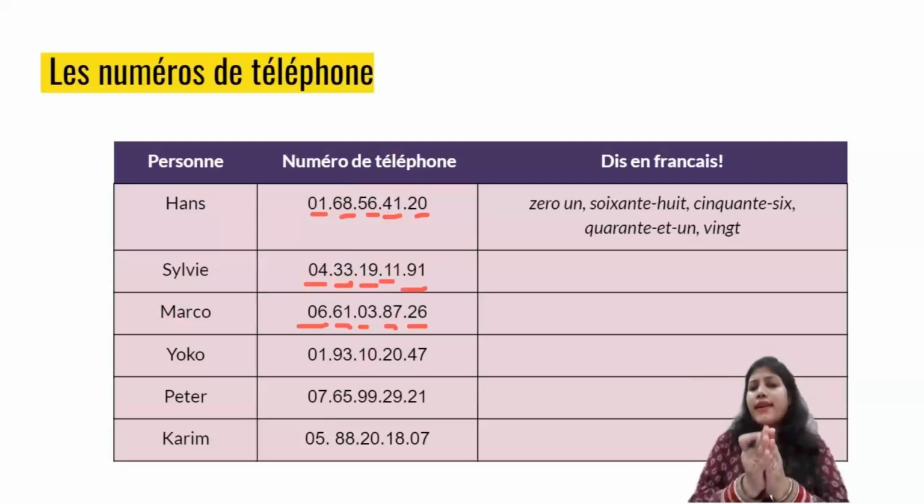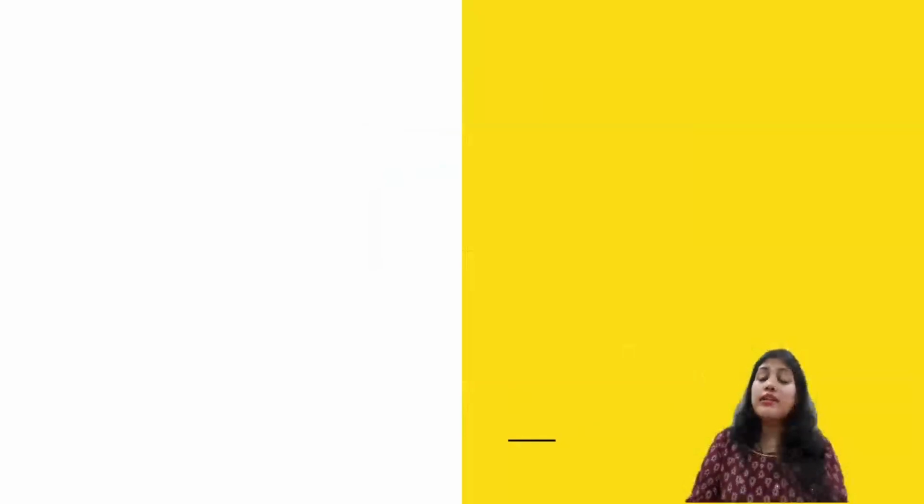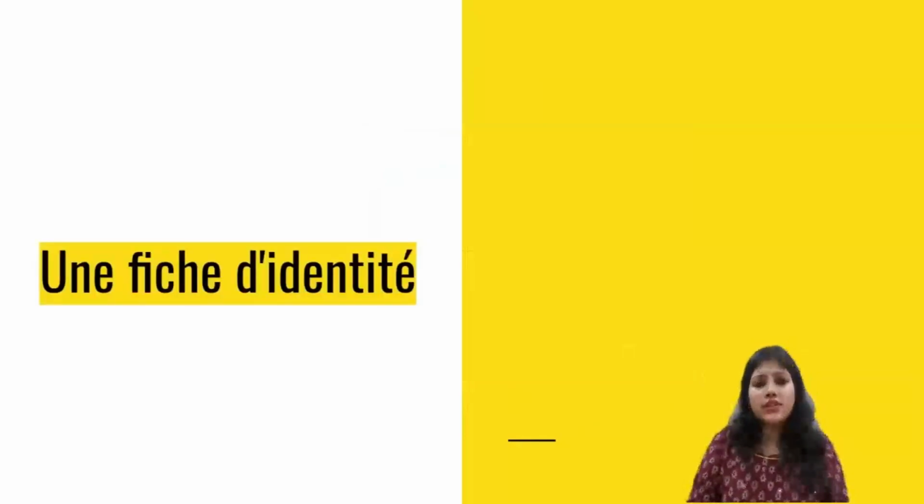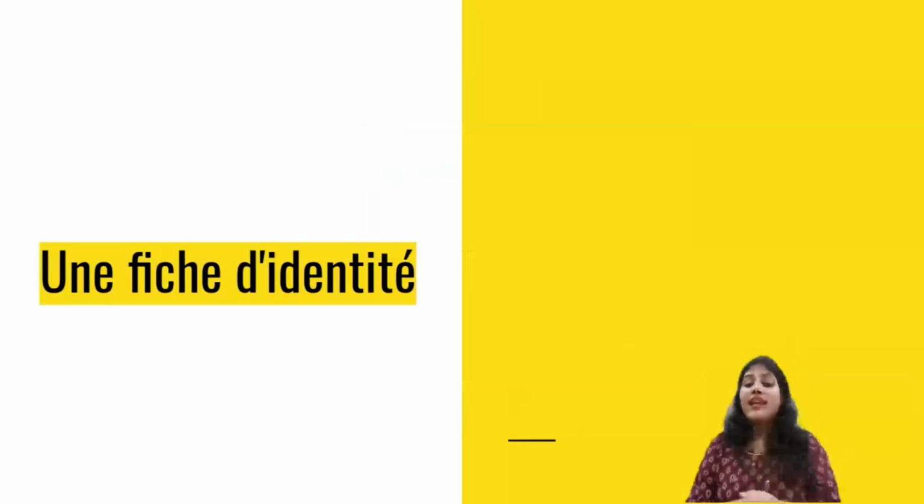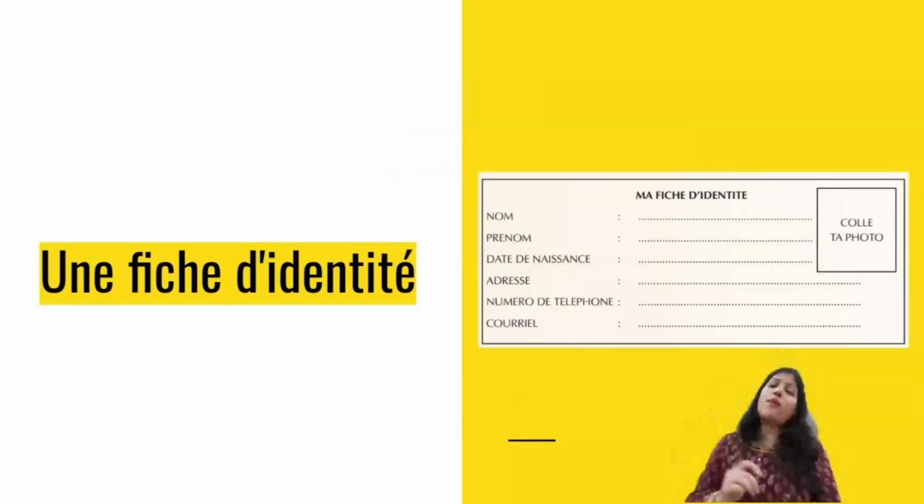So you can pause the video and try the remaining so that you can practice how to say numbers in French. Okay, so now we have learned how to introduce ourselves, how to introduce someone else, and how to say phone numbers in French. So let's put all that information together in une fiche d'identité. Une fiche d'identité is an identity card. Again, I picked the format from your books itself. So, ma fiche d'identité, my ID card. Coller ta photo means you have to paste your photo here.